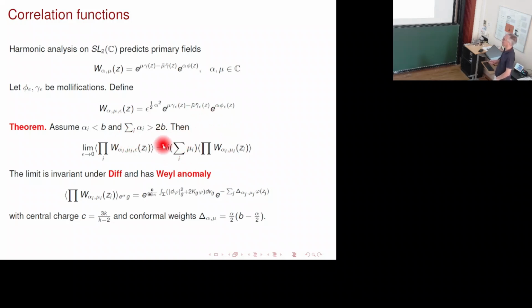With a small proviso, it will produce a delta function in the sum over the y's, the zero mode. But modulo that factor, there is a nice limit, and that limit is invariant under diffeomorphism, and it has a Weyl anomaly formula, where C, the central charge, is 3k divided by k minus 2. And again, in the general group, the 2 here is the dual Coxeter number. And these are primary fields with those weights. Okay.